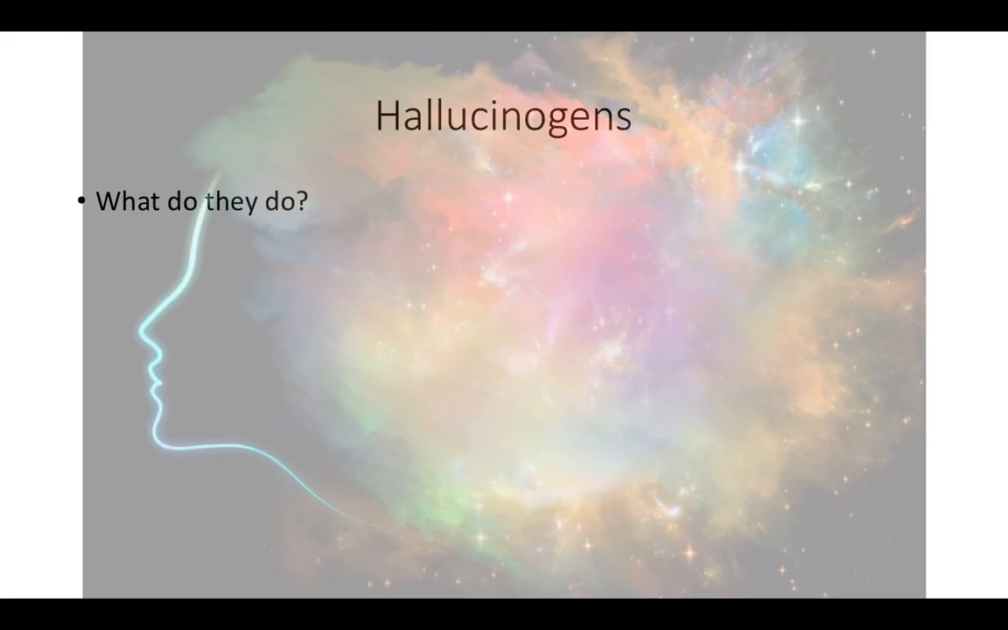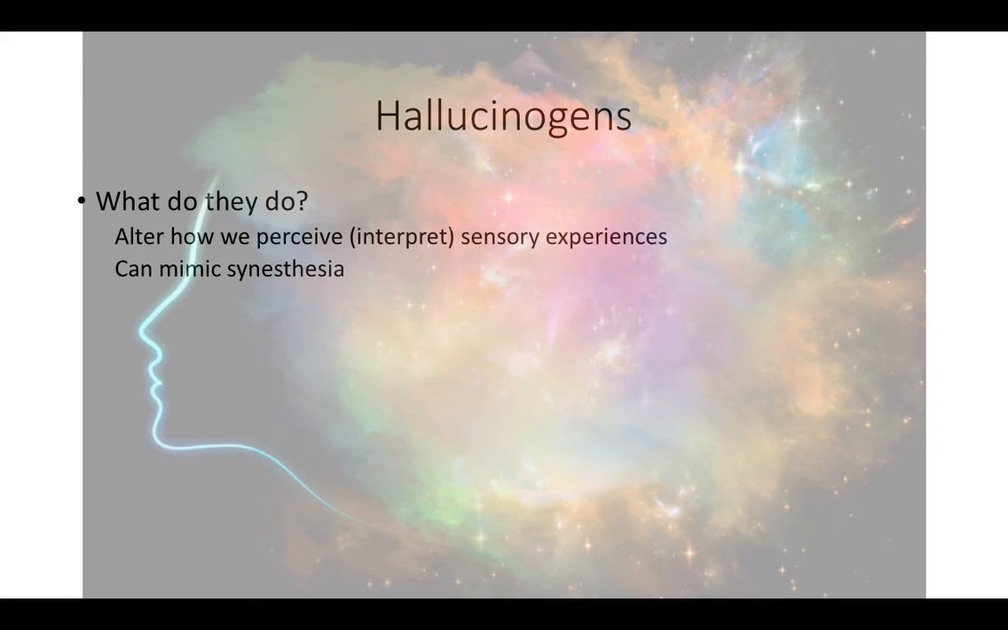Our final one would be hallucinogens. What they do is they alter how we perceive or interpret sensory experiences. They can mimic the synesthesia, which was from the last chapter. That is a disorder in which the signals from the different sense organs, sight or hearing, are processed in the wrong cortical areas, so that the sense information gets interpreted as more than one sensation. For example, you can hear sound as colors and shapes. That would be the most common form of synesthesia. The hallucinogens can kind of mimic that.